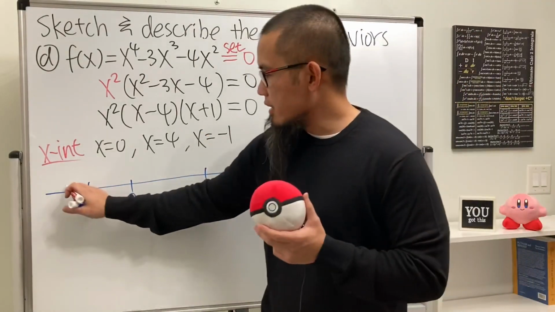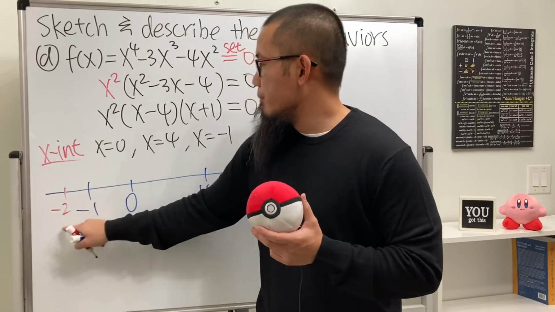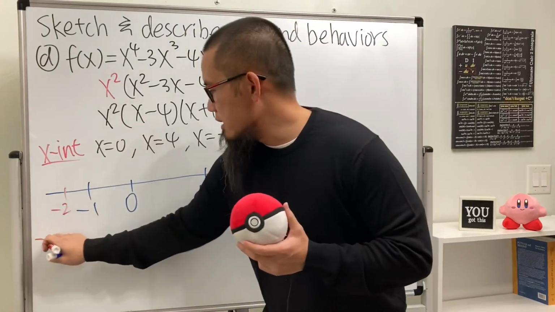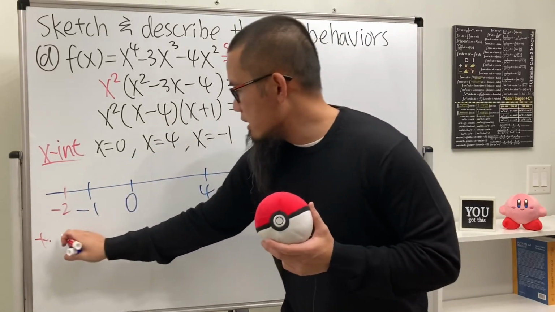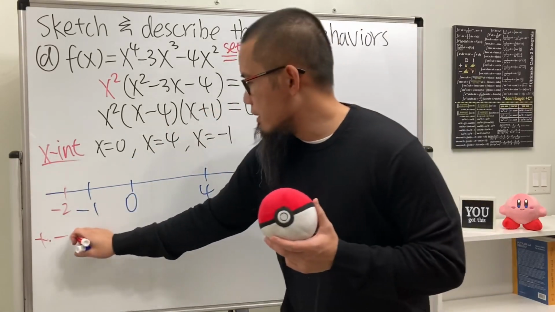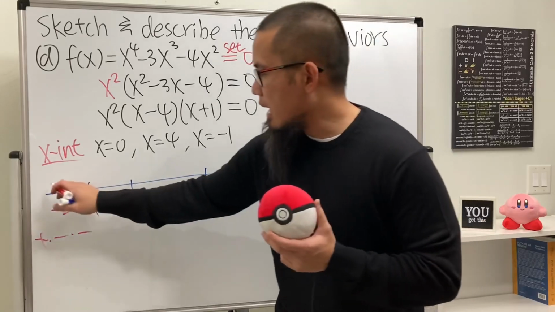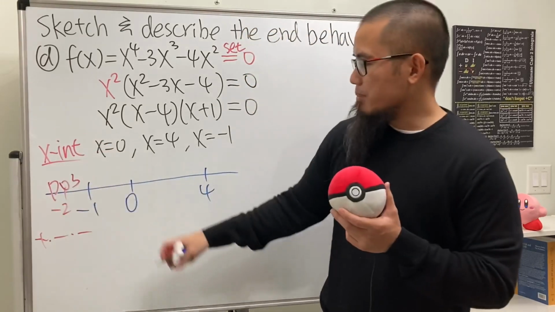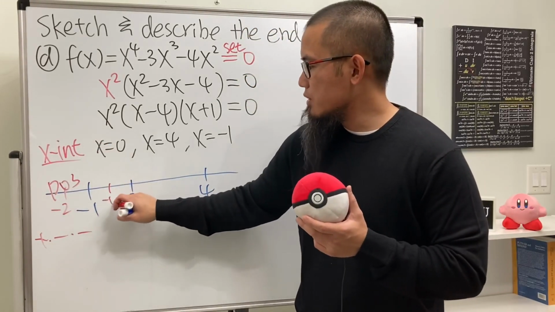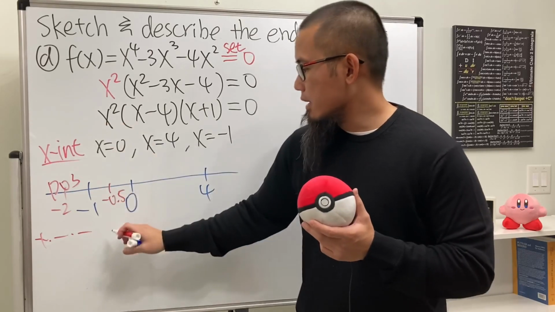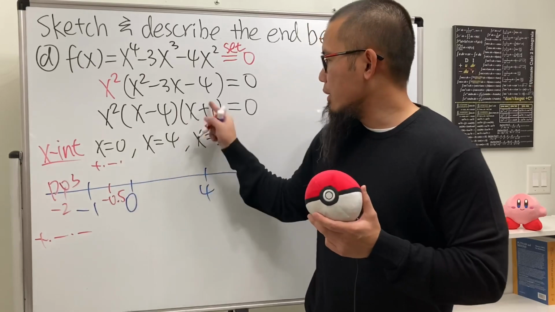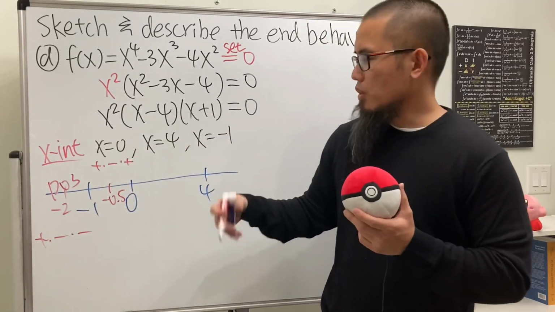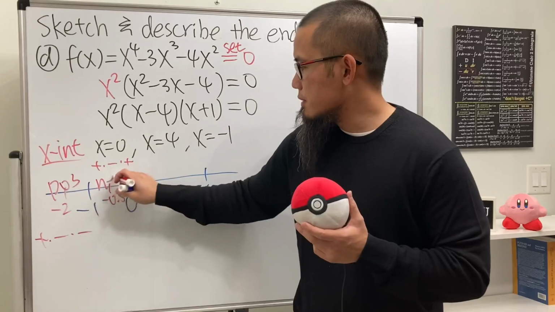Pick a number less than negative 1, let's say negative 2. Put it here, we get positive, because x squared is always positive. And then put it here, we get negative, and then negative. So altogether, we get positive. All right, pick a number between negative 1 and 0, let's say negative 0.5. This is, again, positive, and then we get negative, and then we get positive. So altogether, we actually get negative.